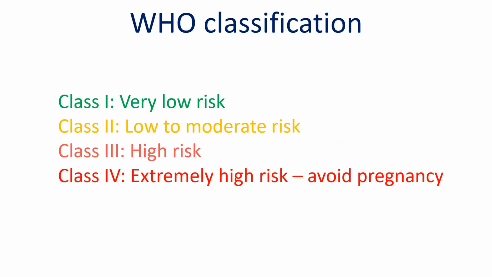World Health Organization has classified heart diseases into 4 risk categories with regards to pregnancy. Class 1 is the very low risk group, Class 2 low to moderate risk, and Class 3 high risk. Class 4 has extremely high risk and pregnancy has to be avoided.